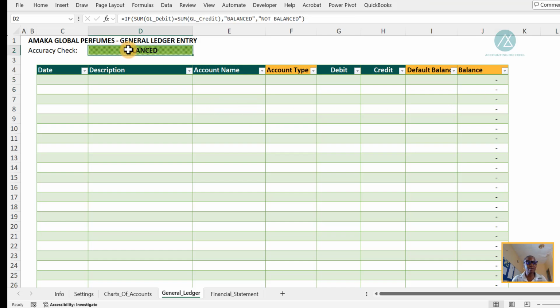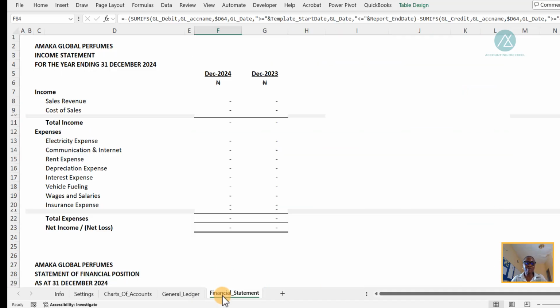Even in this cell where you have the balance area formula. So please note that. When you're making your entry, especially here where you'll be doing most of the work, be very careful so that you don't tamper with these columns with formulas, right? So that is it for the general ledger entry sheet. So we'll go to the financial statement.